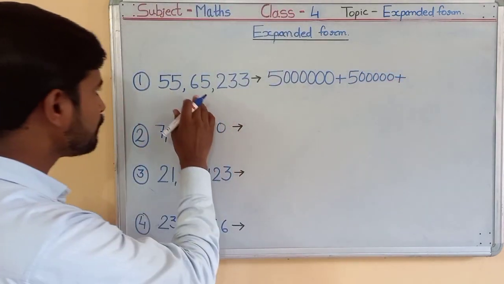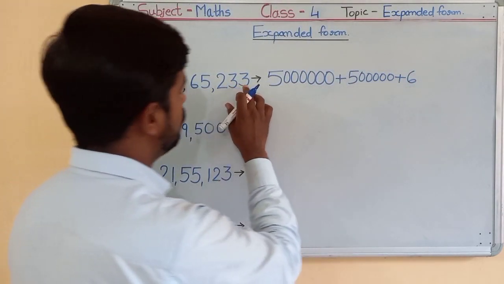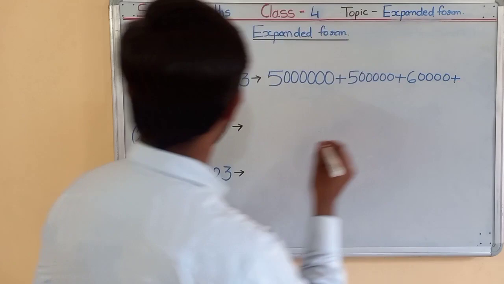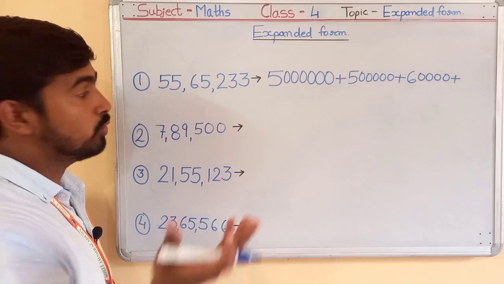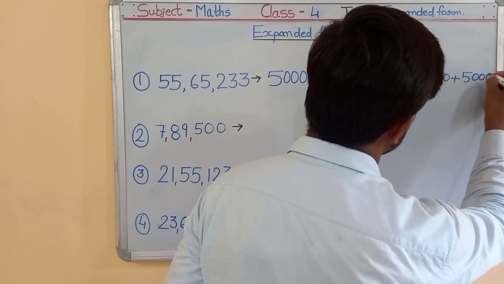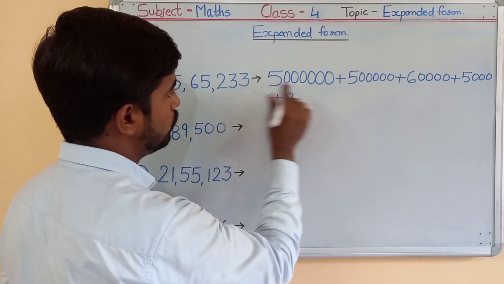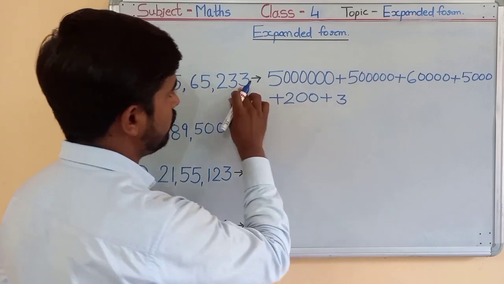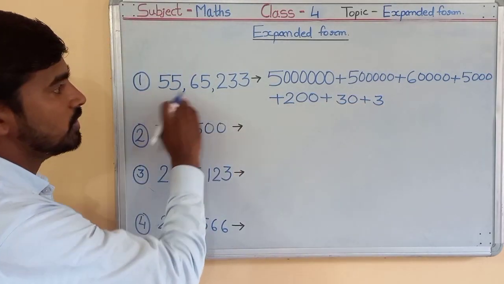Now again this one, 6. Count the digits. 1 2 3 4. Now again this 5 and 3 digits, means place 3 zeros behind the 5. 1 2 and 3. Now this 2 has 1 digit behind it, so 20. This one has no digit behind it, so 1 zero. Now 3. So this is the expanded form of this number.